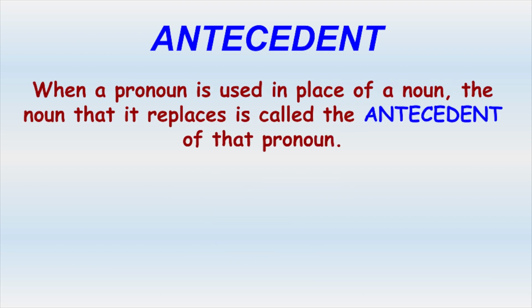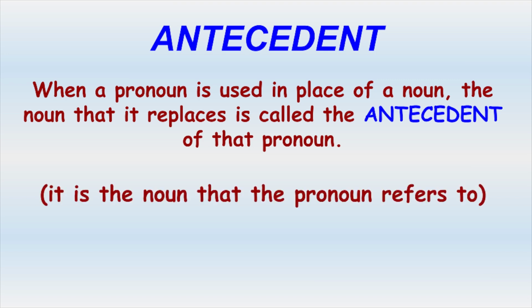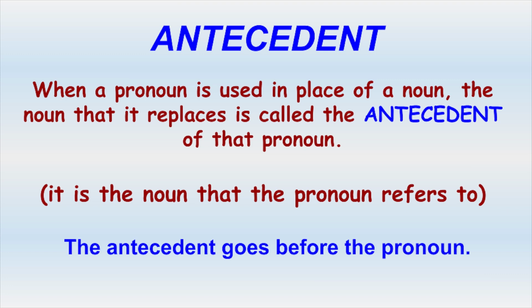When a pronoun is used in place of a noun, the noun that it replaces is called the antecedent of that pronoun. Simply put, the antecedent is the noun that the pronoun refers to. It is the subject of the sentence and it goes before the pronoun in a sentence.